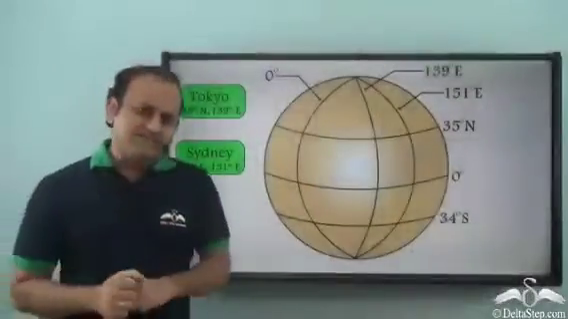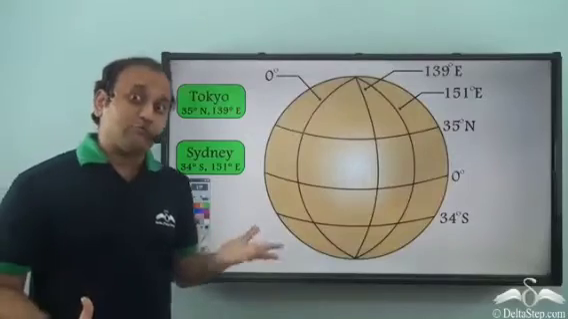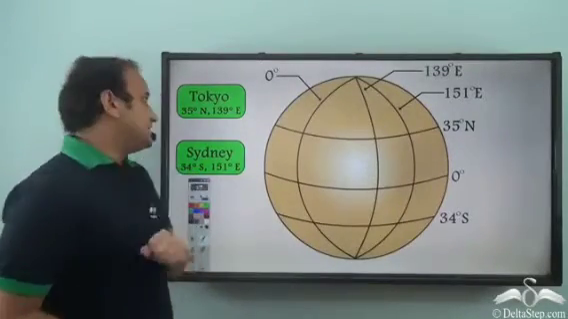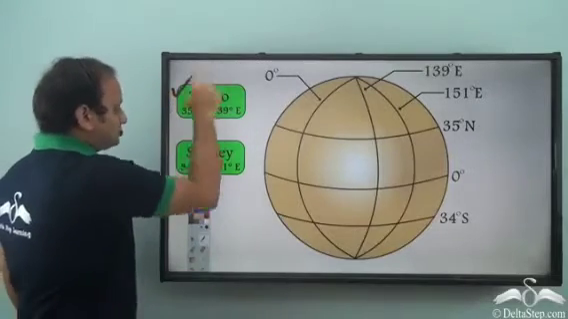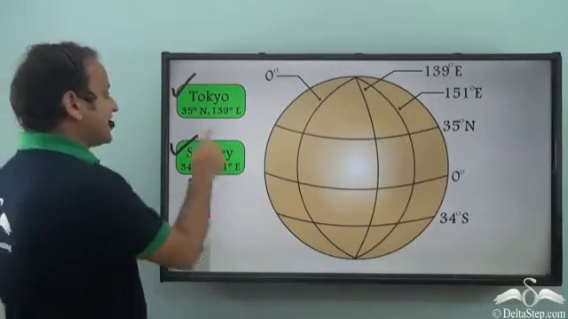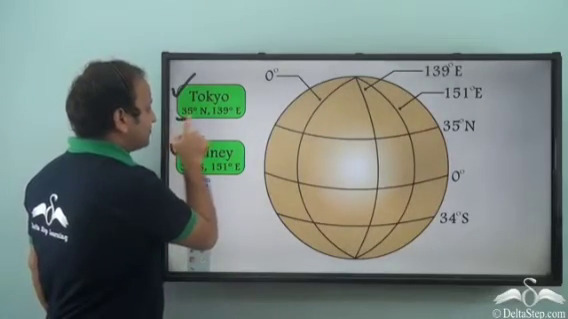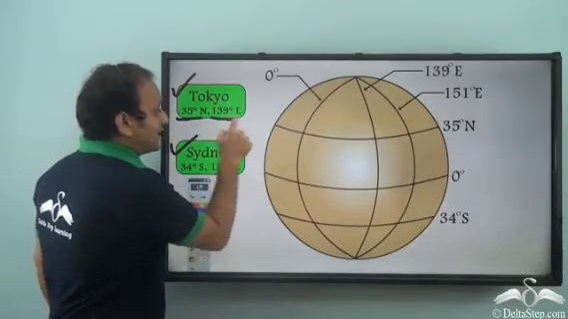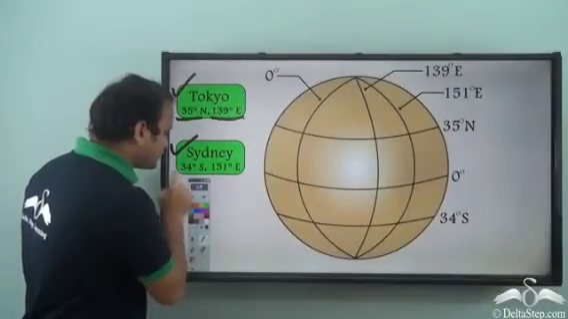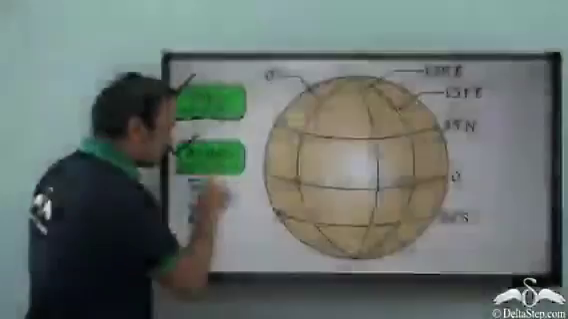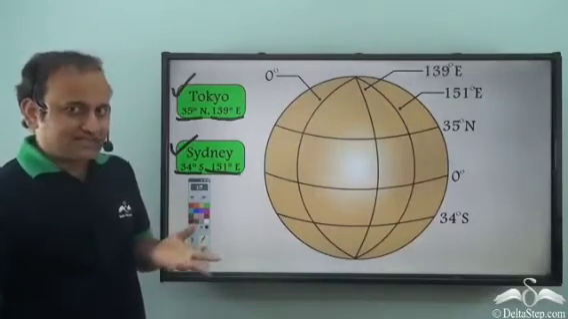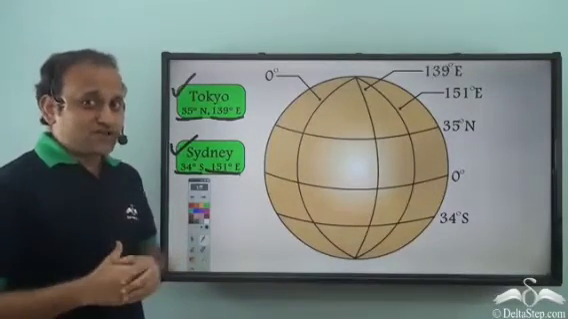So this grid defines location on the entire Earth's surface. So now we'll see how we can locate a particular place on planet Earth with the help of latitudes and longitudes. So let's see. We have here Tokyo and Sydney. Now Tokyo is a very famous city and its latitudes and longitudes are 35° north and 139° east. Similarly, Sydney has the latitude and longitudes of 34° south, 151° east. So now tell me, which one of them is latitude and which one of them is longitude?